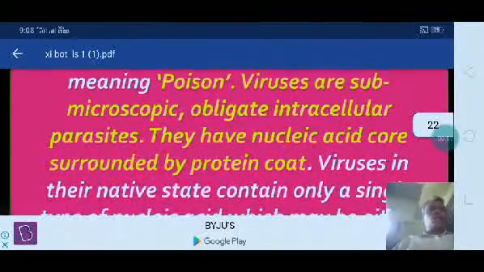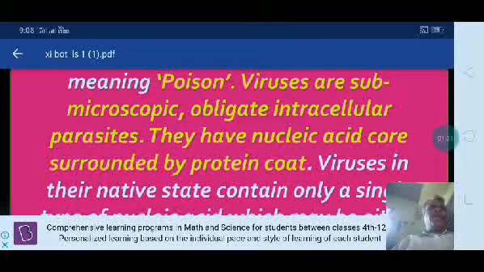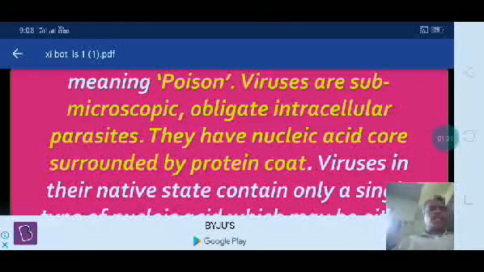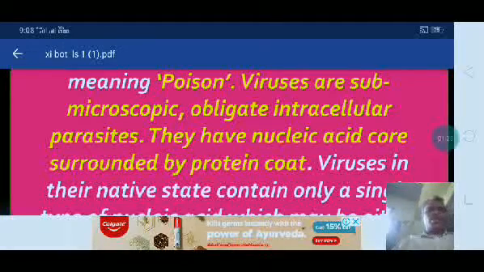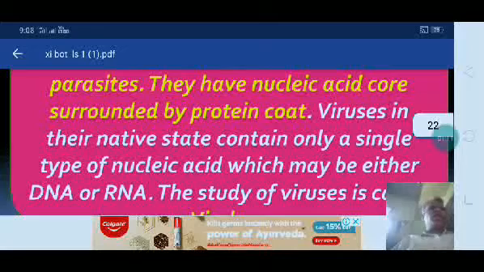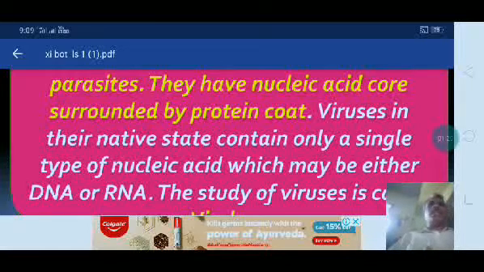Viruses are submicroscopic, obligate intracellular parasites, meaning they live within the cell. They have a nucleic acid core surrounded by a protein coat, which is called capsomere. Viruses in their native state contain only a single type of nucleic acid, which may be either DNA or RNA. Along with this protein coat, there is a nucleic acid, DNA or RNA.